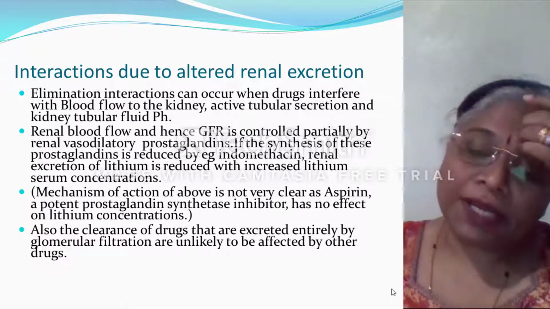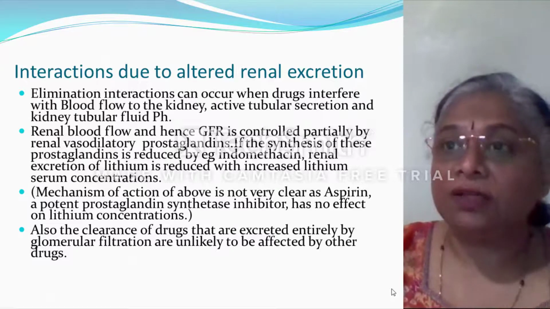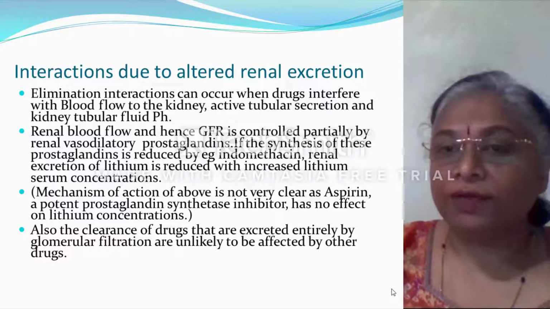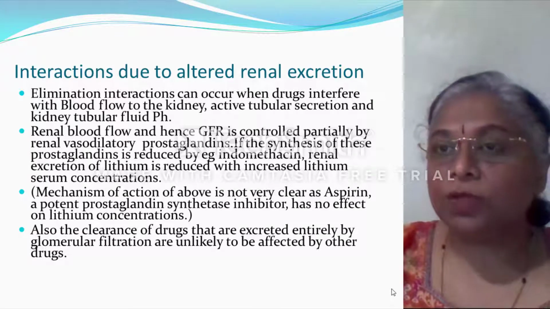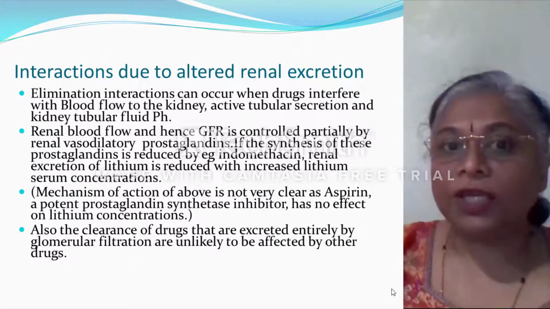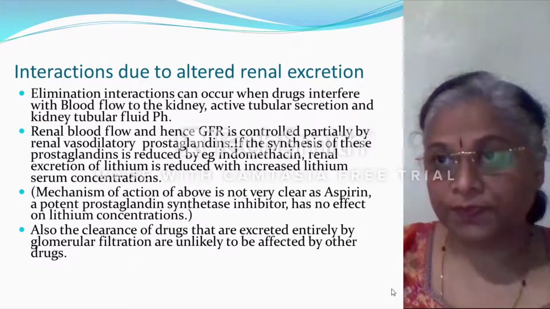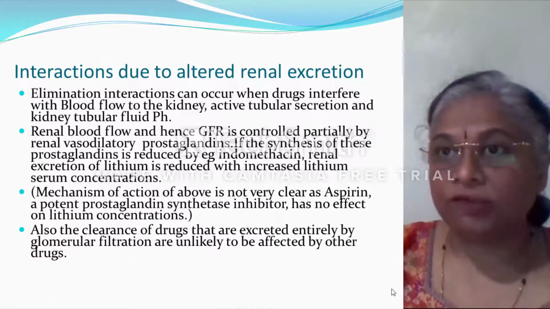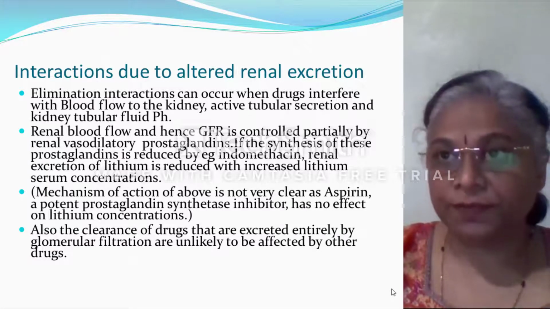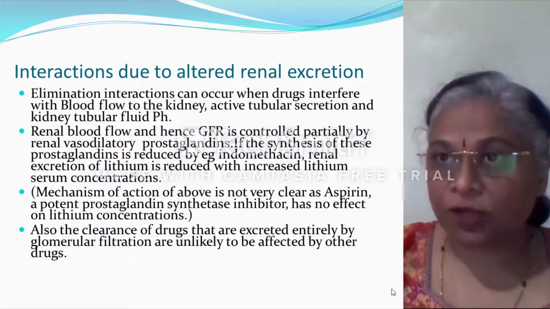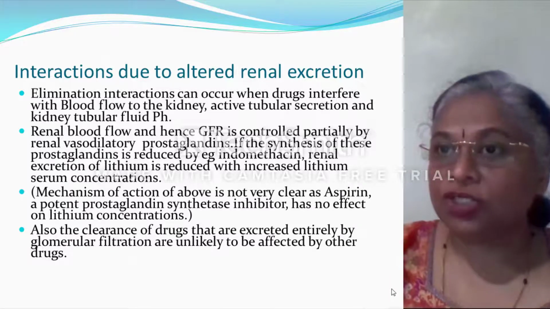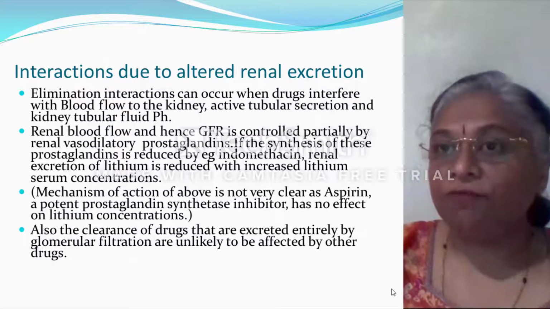What are the different interactions due to the altered renal excretion? The elimination interaction can occur when a drug interferes with the amount of blood flow in the kidney, or active tubular secretion, or the kidney tubular fluid pH. Because these are the three important processes which are taking place across the kidney: one, glomerular filtration; second, active tubular reabsorption; and third, tubular secretion.